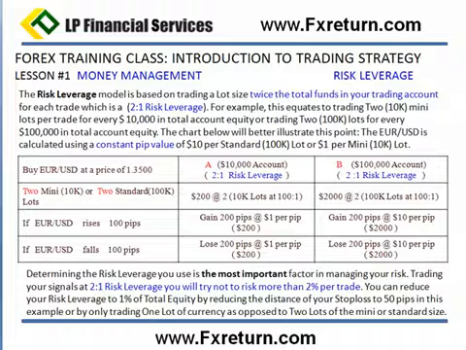Now look at the risk leverage model, which is based on trading a lot size twice the total funds in your trading account for each trade, which gives you a 2 to 1 risk leverage factor. For example, this equates to trading two $10,000 mini lots per trade for every $10,000 in total account equity, or trading two $100,000 lots for every $100,000 in total account equity. The chart below will better illustrate this with the euro calculated using a constant pip value of $10 per standard 100K lot or $1 per mini 10K lot.